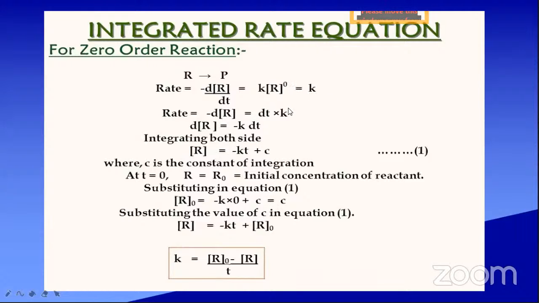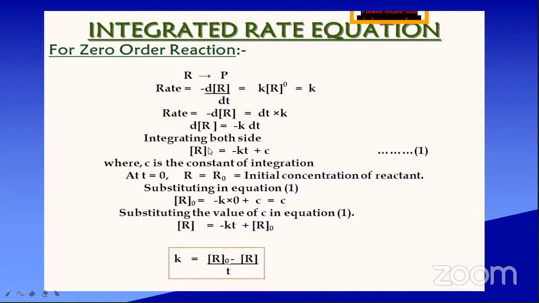That's why here it is k. Then rate equals minus dR by dt equals k, so minus dR equals k into dt, moving from the left side to the right side. So here dividing becomes multiplying. So dR equals minus k into dt, multiplying with the k. So dR equals minus k dt.